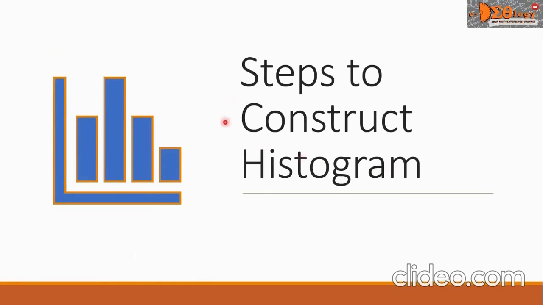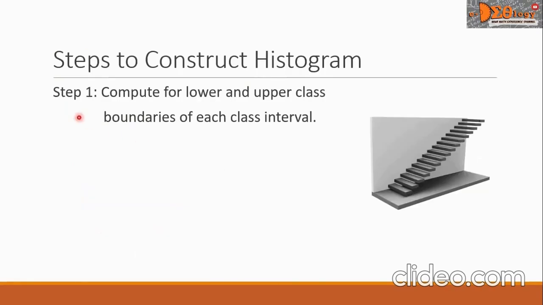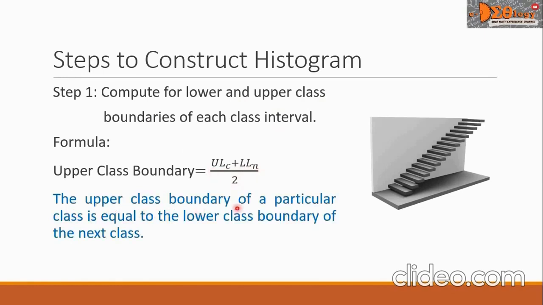Here are the steps to construct histogram. Step 1. Compute for lower and upper class boundaries of each class interval. The formula is given. For upper class boundary, that is equal to UL sub C, this UL means upper limit of the class interval, plus LL sub N, this is lower limit of the next class interval, all over 2. The upper class boundary of a particular class is equal to the lower class boundary of the next class.